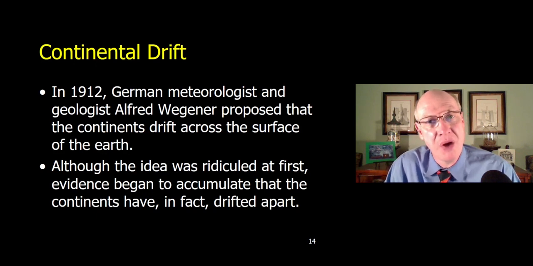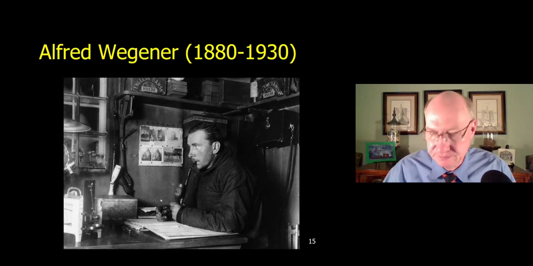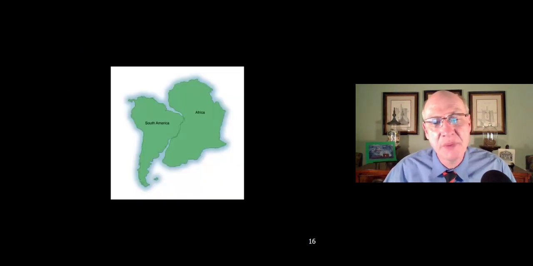And Wegener proposed that the continents on the surface of the Earth are moving around. And he proposed this idea. There's a picture of Alfred Wegener. Wegener proposed this idea because he noticed a couple things.